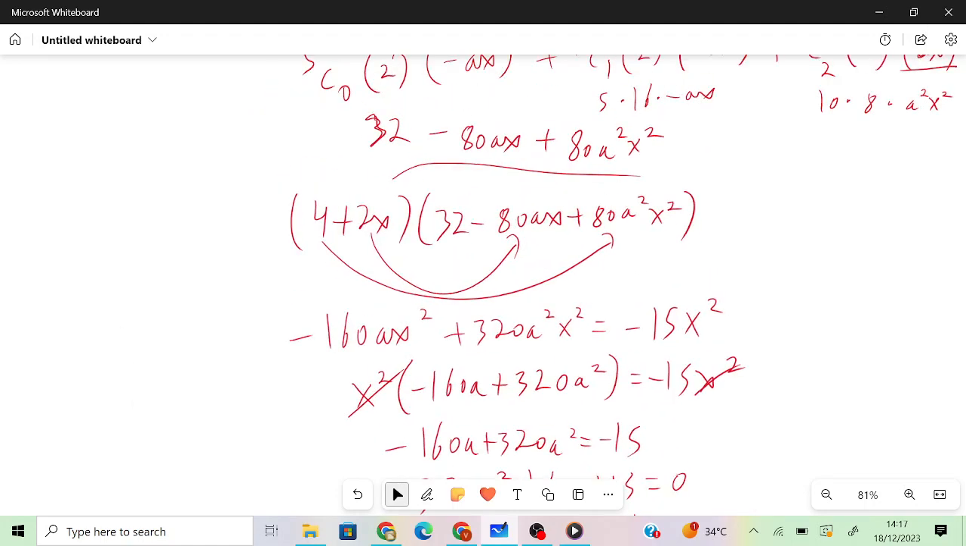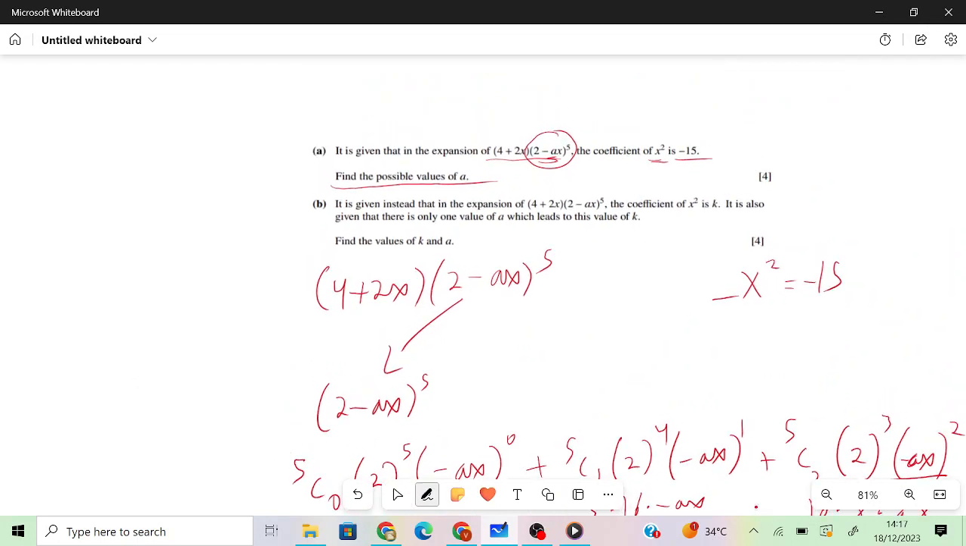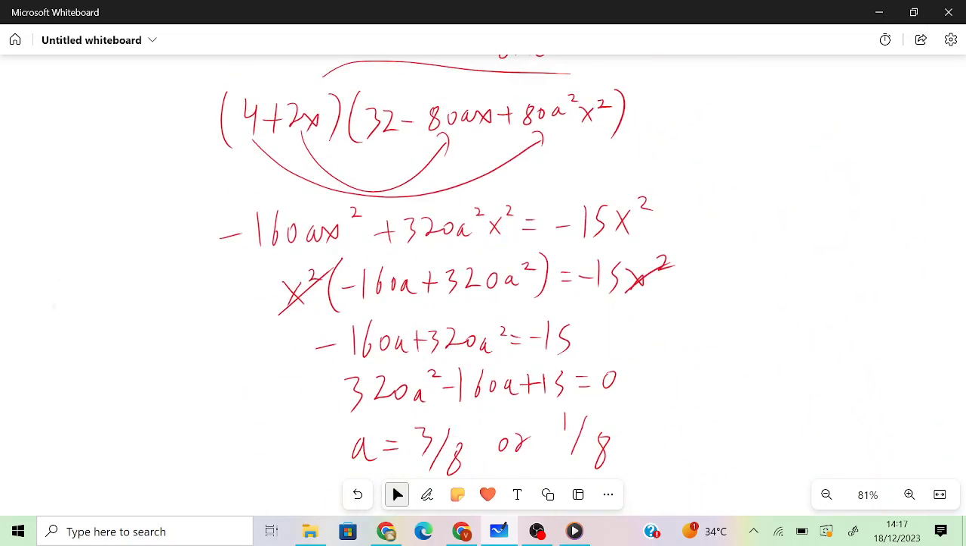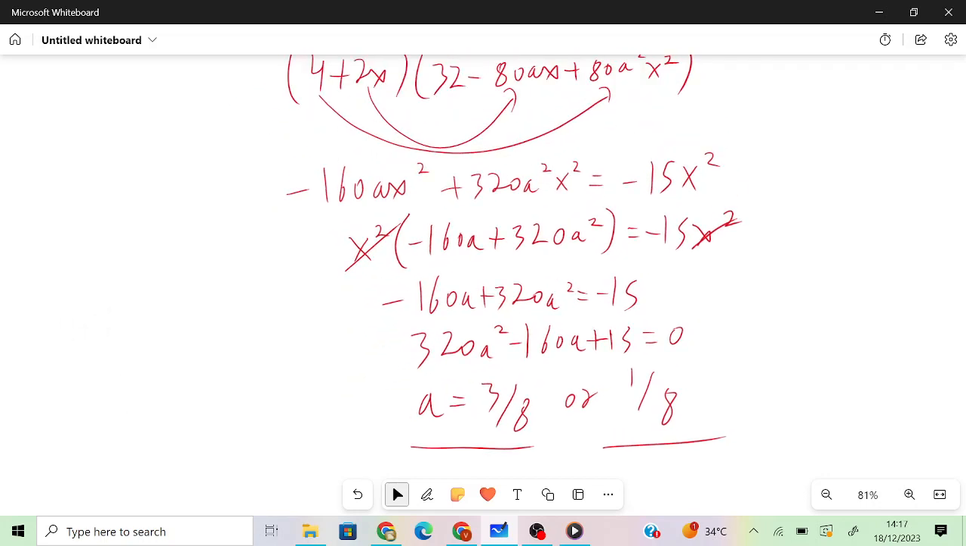And if I go back to the question, it said find the possible values of a, so plural. That means it was expecting us to get more than just one answer, which we did. We got 2, 3 over 8 or 1 over 8. So those are the two answers for part A.